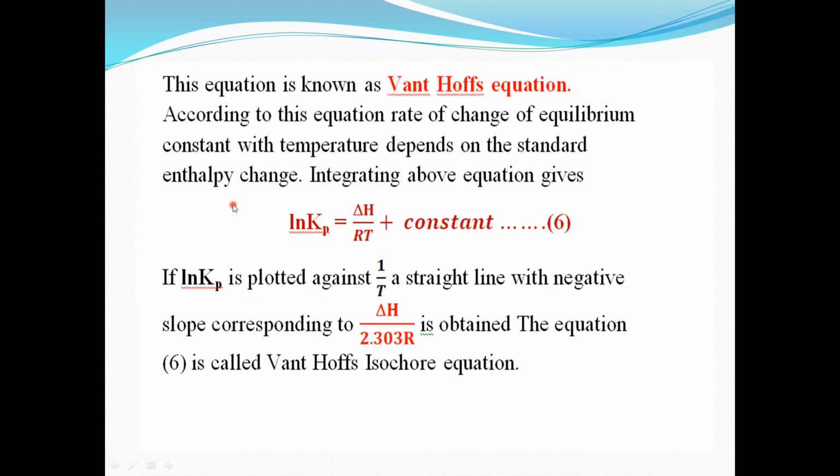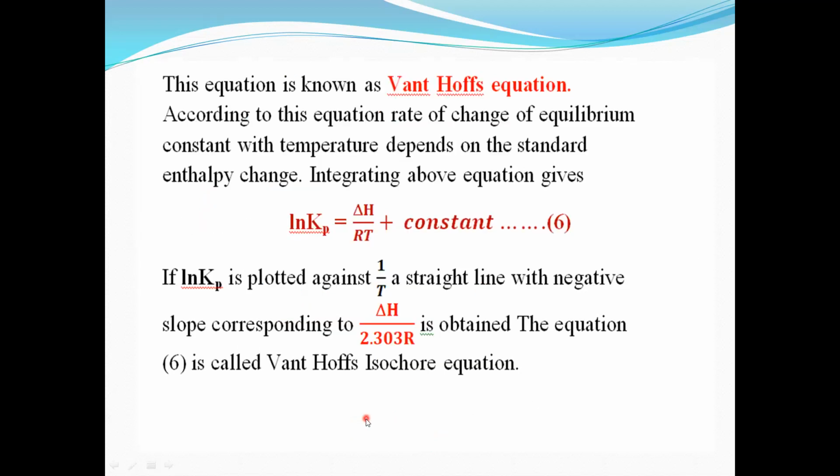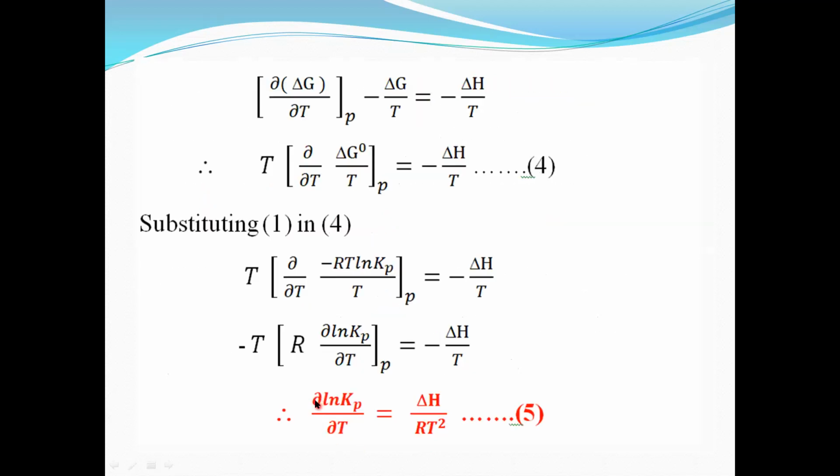Now integrating equation 5, above equation. So what is the above equation? This partial derivative of ln Kp with respect to T is equal to delta H upon RT square. So we have to take integration of this equation 5. Here is the partial derivative with respect to T, and here integration. When integration and partial derivative come, what remains? Only ln Kp remains on the left hand side of equation number 5, because we have to take integration of this equation 5.